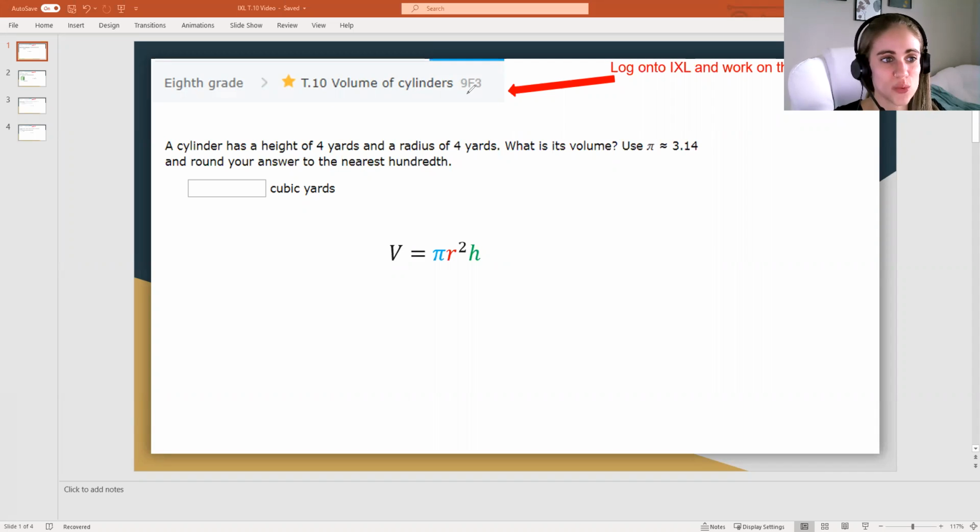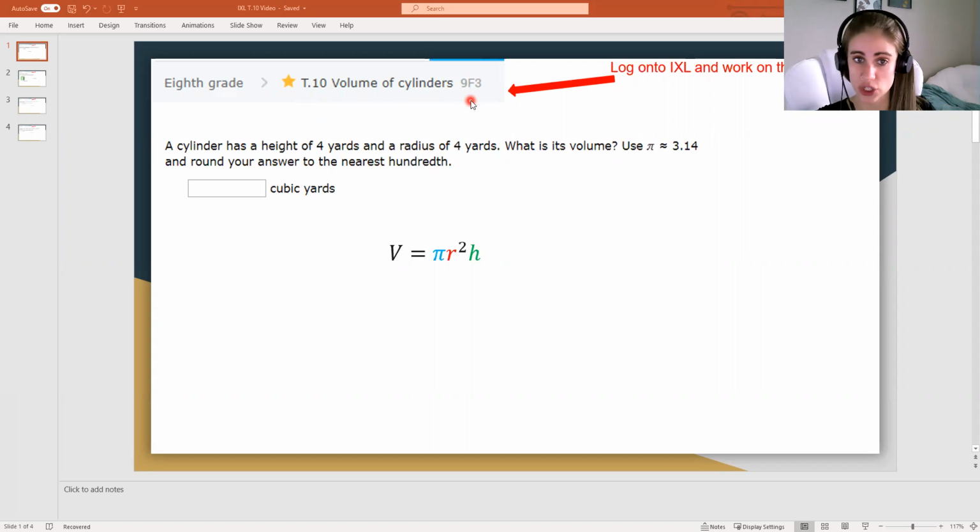In this video, we are going to cover IXL Assignment T10, Volume of Cylinders, and that shortcut code is 9F3. Now, for those of you that watch most of my IXL videos, you know typically I do them directly on IXL so that way you can really see that correlation and know that it matches up exactly with what you'll be doing. For this one, though, there is such a wide variety of questions, and I really wanted to make sure that I was able to get one from each sample.